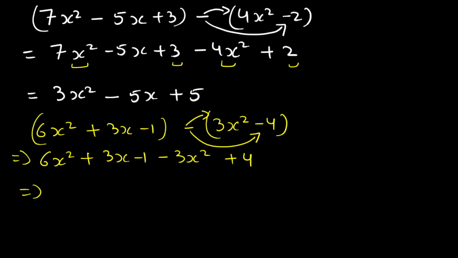And now we will look for the like terms, and we have x squared 2 times, so that will give us 6 minus 3, that is 3x squared. Then we have no other variable for x, so we will simply write this down as it is, plus 3x. And the last one we have the numbers without variables, which is negative 1 plus 4. We will add them and we will get plus 3, and this is our final answer.